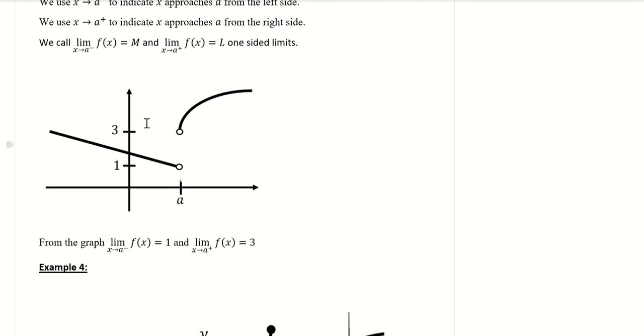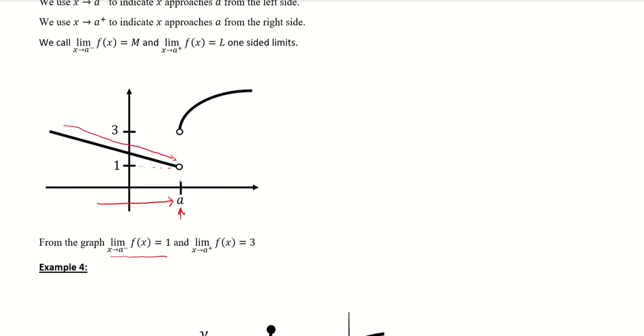So for example, if we have a function f, and this is the graph, and we want to know the limit at a. a is here. If we approach a from the left, so the left of a is here, we can see that the function f is going toward the value 1. So that means the limit as x approaches a from the left is 1.